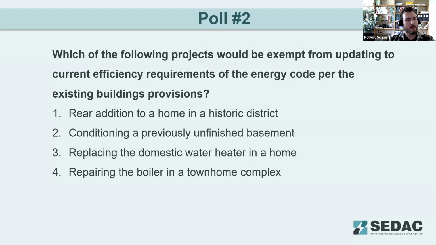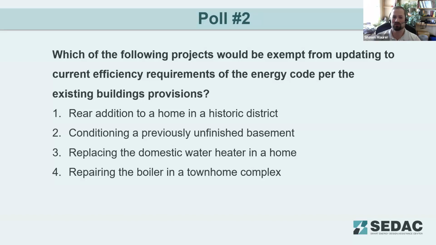Yeah. And we did have just a quick question in the chat. For this question, which of the following projects would be exempt from updating to the current efficiency requirements? So out of this list, which of these would not have to be brought up to the current energy conservation code requirements? It looks like everybody's answered, so I'll go ahead and end the poll here. Share the results. And it looks like most people got this one correct.